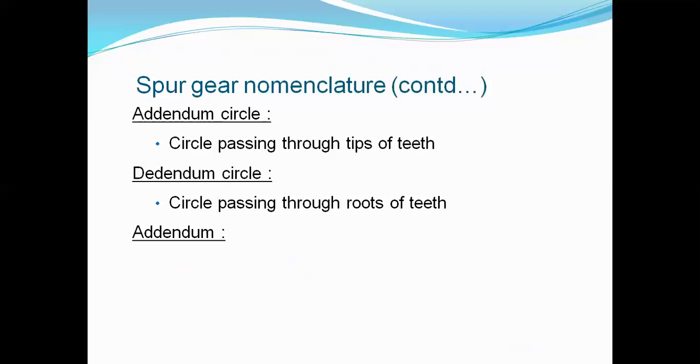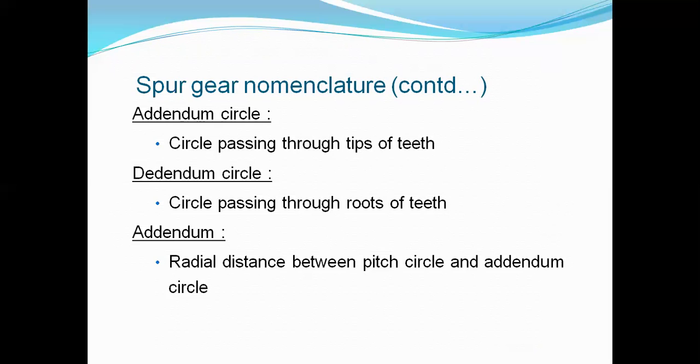Next, addendum. It is different from the addendum circle. The distance between the pitch circle and the tips of teeth is called addendum. It is the radial distance between the pitch circle and the addendum circle, because the addendum circle is passing through the tips of teeth, and the dedendum circle is passing through the roots of teeth. In between, the gear has the pitch circle. So addendum means the radial distance between the pitch circle and the addendum circle.